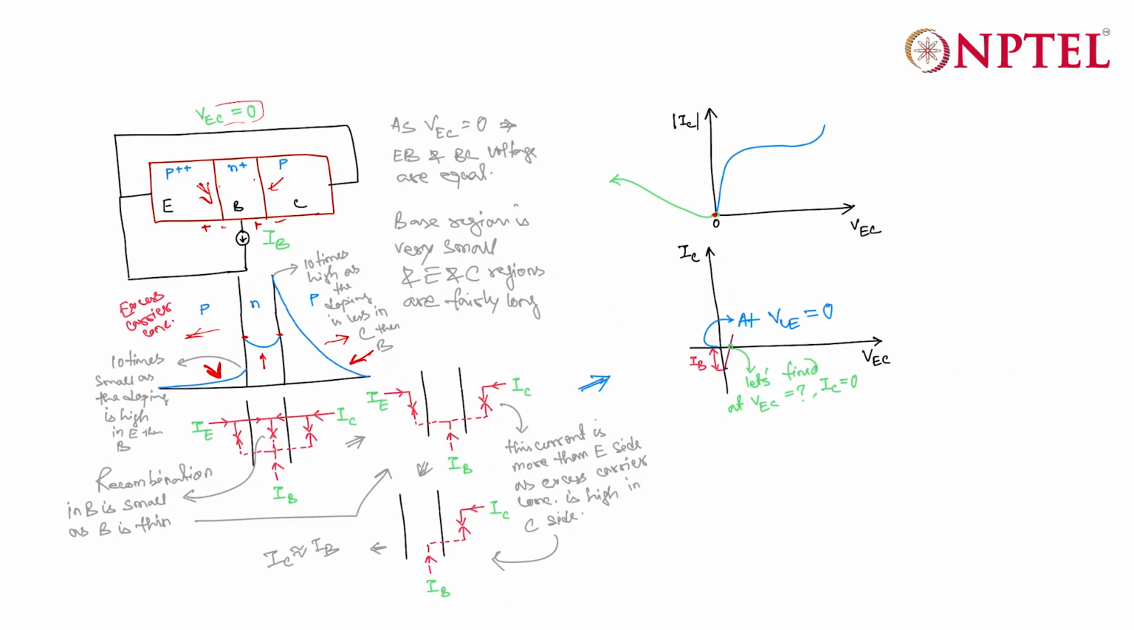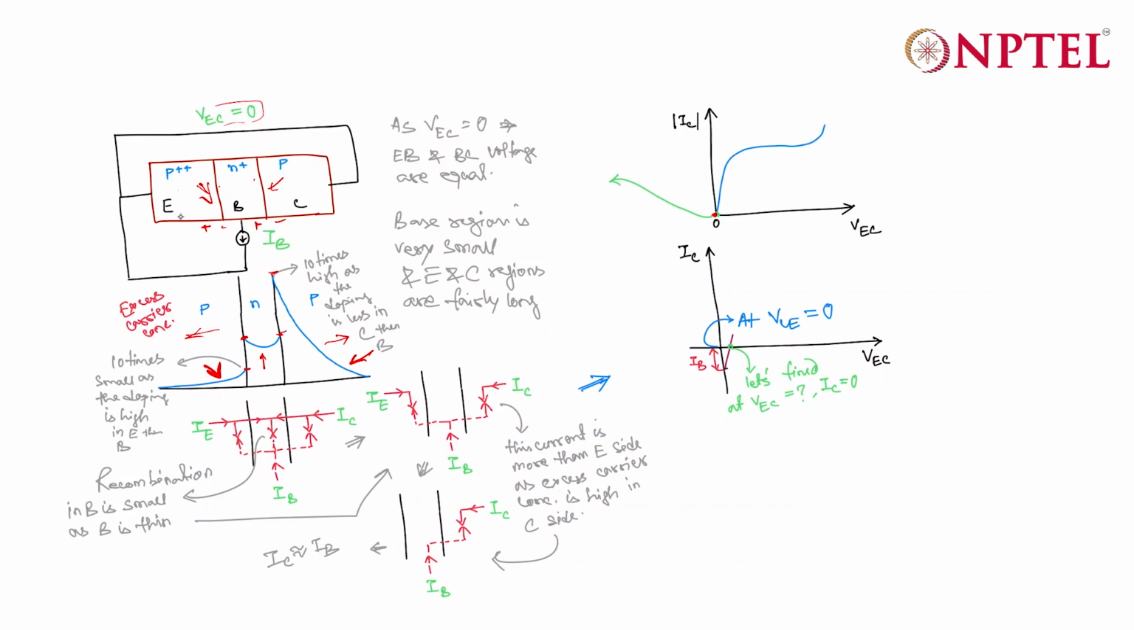Now, one thing you should note is that the entire plot is not drawn to scale. If you draw it to scale, you'll find that the excess carrier concentration at this point should be at least 10 times smaller than that of this one, because the doping level is higher in the emitter region. And similarly, the excess carrier concentration here should be 10 times more than this one.